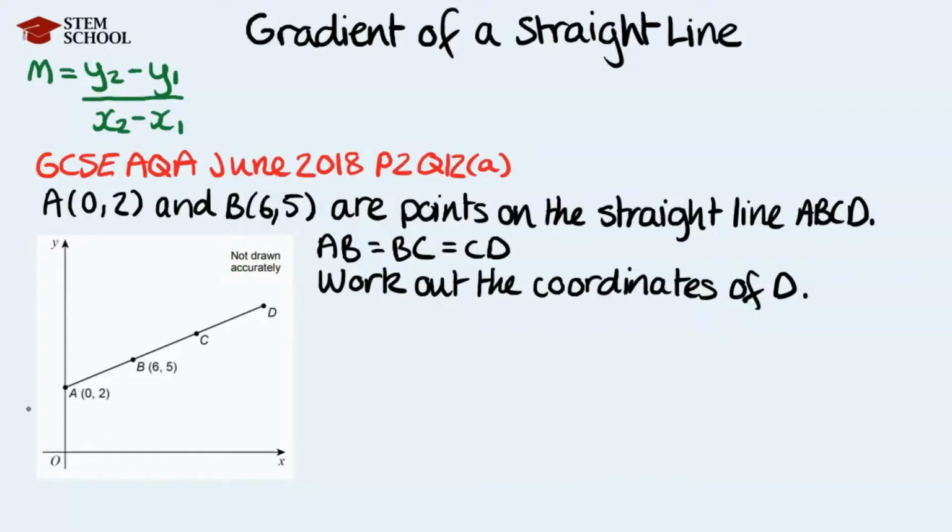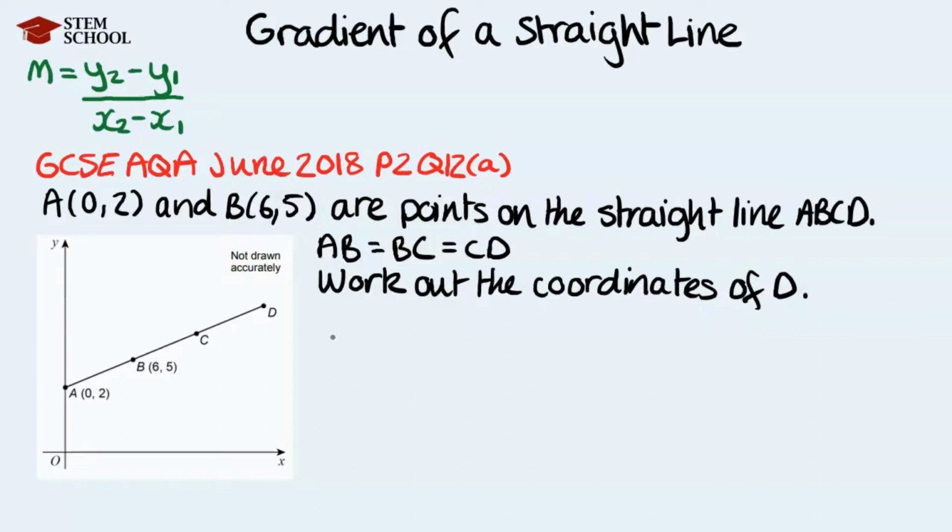So what we have here is a straight line on a graph, and we have two coordinates. When we see that, you should immediately think, well, I can calculate the gradient here. And then once you calculate the gradient, you can use this idea of the staircase to then manually work out each coordinate on this straight line until you get to point D. So that's a very useful technique when it comes to straight line equations and straight lines on graphs, etc.